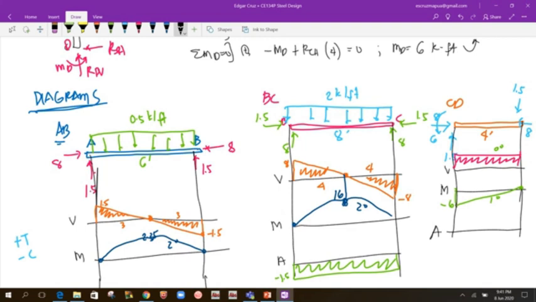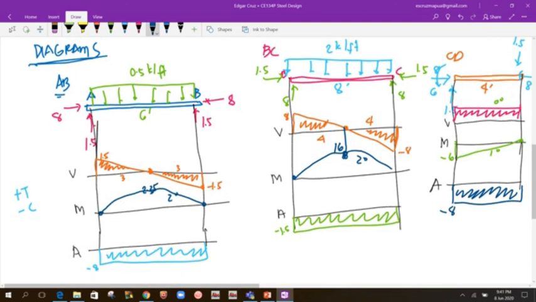Then for the axial diagram naman, as you can see, compression din na 8, 'di ba? Compression na 8. So pagka compression na 8, pababa siya compression eh. So negative 8 compression constant. So ito ngayon yung actual diagram.